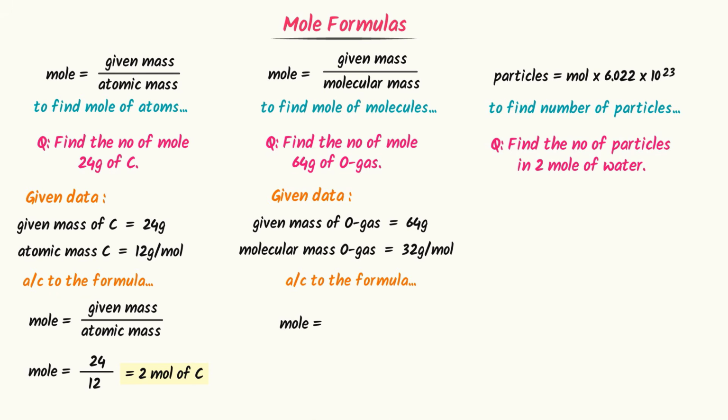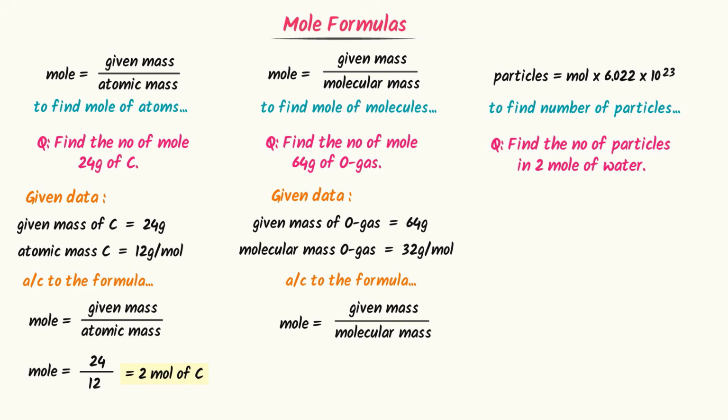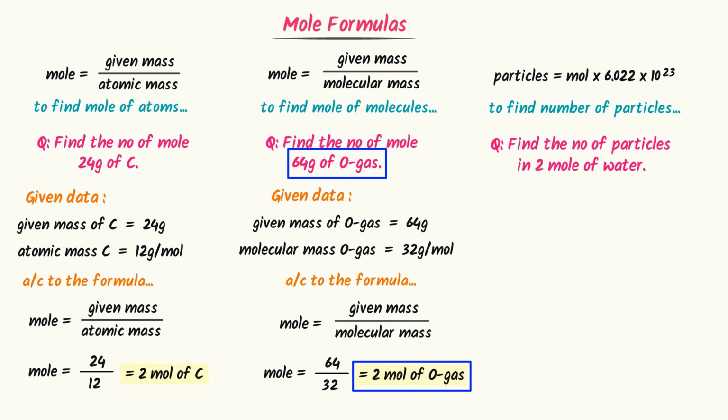Number of moles of oxygen gas is equal to given mass upon gram molecular mass. The given mass of oxygen gas is 64 gram upon the gram molecular mass of oxygen gas, which is 32 gram per mole. After calculation, I get 2 mole of oxygen gas. So in 64 gram of oxygen gas, there are 2 moles of oxygen gas present.